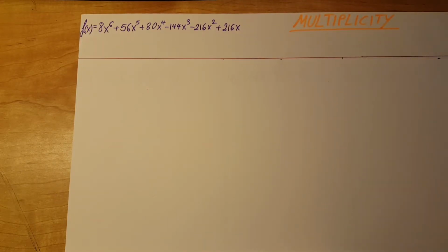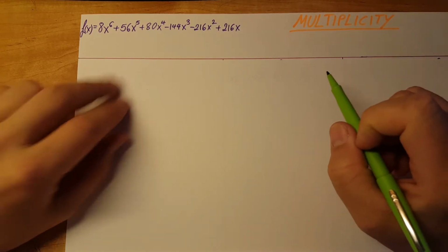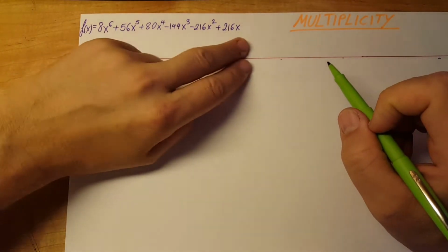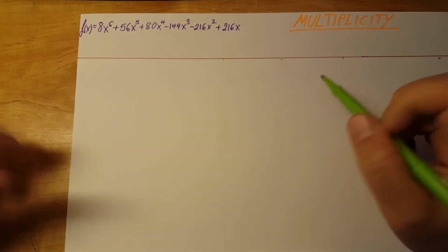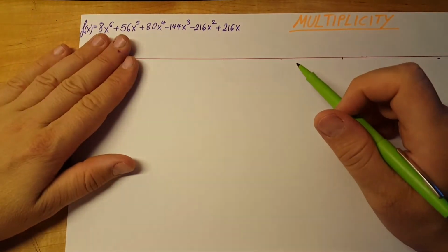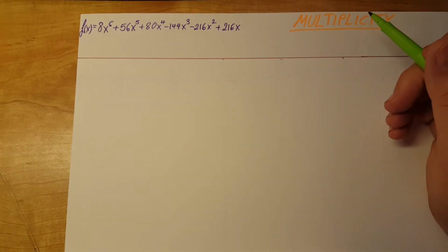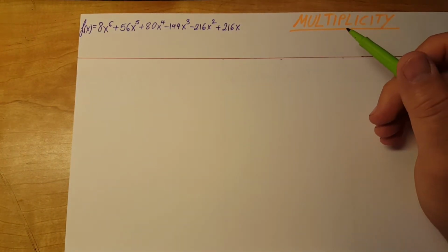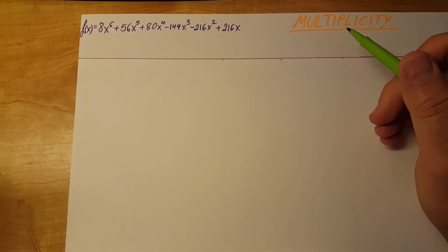Okay, in this video, let's take a look at the multiplicity of the zeros in a function. So, if we get a function like this, what would we do? Well, first of all, in this form, it's impossible to tell how many zeros we have. So therefore, this would need to be factored.